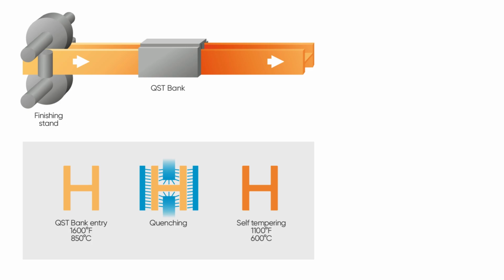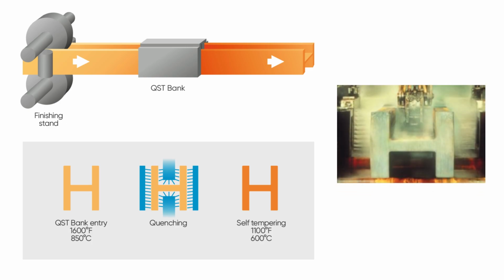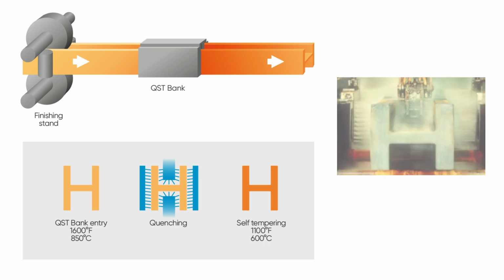In the QST process, hot steel sections around 1600 degrees Fahrenheit are subject to swift, controlled cooling, which is halted before the cross-section's core is entirely affected. The residual heat within the core facilitates self-tempering as that heat migrates from the core to the outer surface.